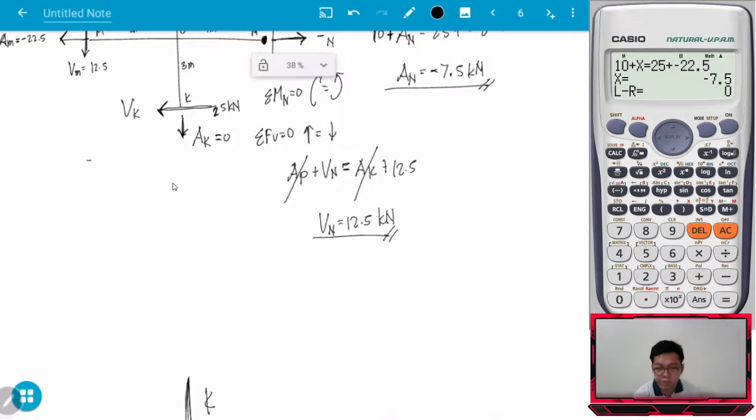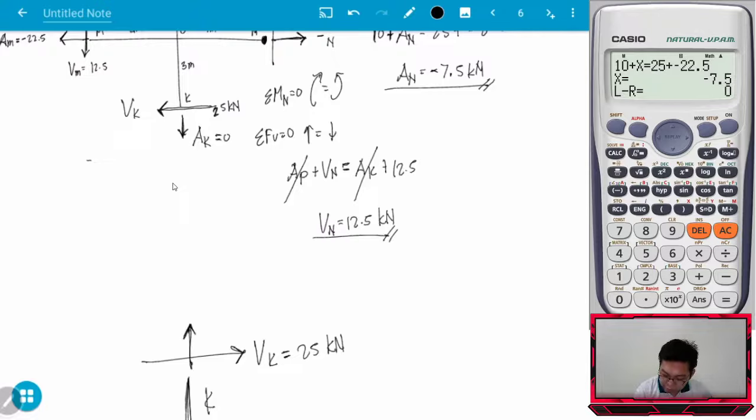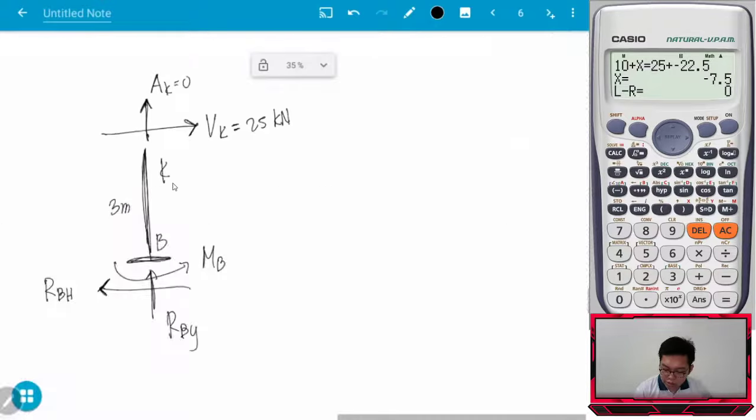Okay? So, again, I'll transfer VK. I-transfer ko ang VK, guys, at saka AK. So, ang VK ko sa itaas is actually to the left. So, dito, to the right na to. Okay? VK, which is equal to 25 kN. And then yung AK ko is going up then. Opposite. Anyway, 0 man yan, so it won't matter. Okay? So, I can now solve for the moment at B.